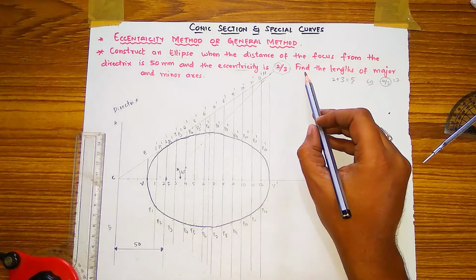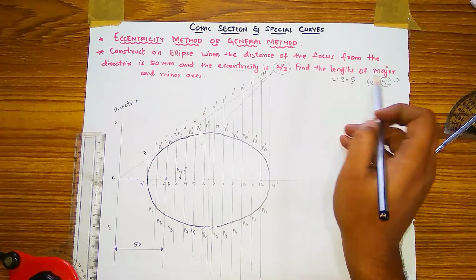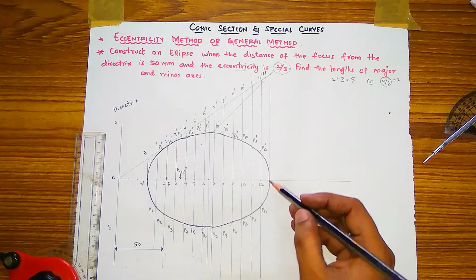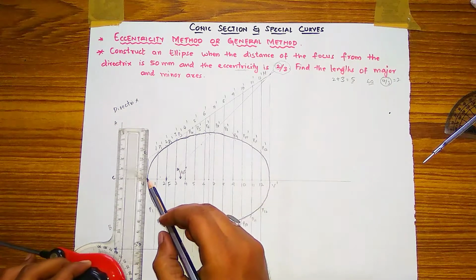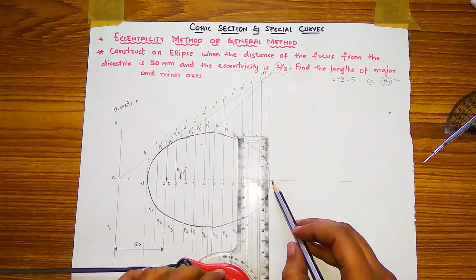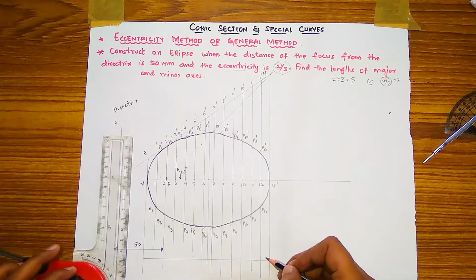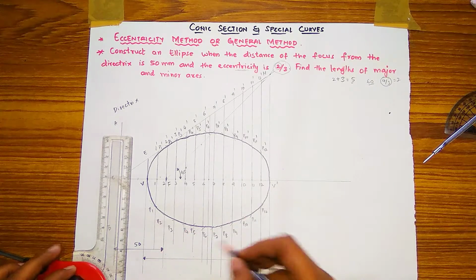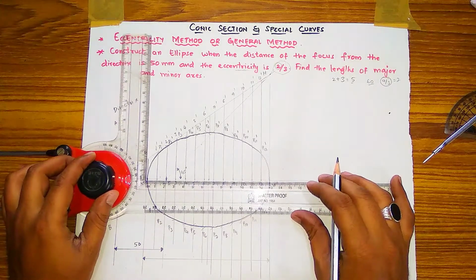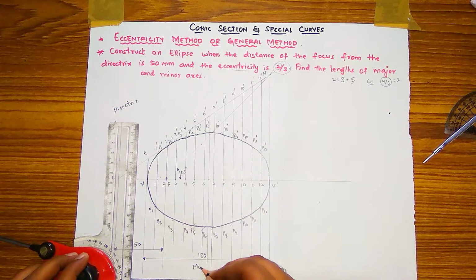And in the question he also says to find the lengths of major and minor axis. Major axis will be from this V to V distance, means you have to show the major axis. You have to take the extended line from V to V and this will be the major axis. This is how much you have measured, 13 centimeter means 130 mm. This is the major axis of the ellipse.